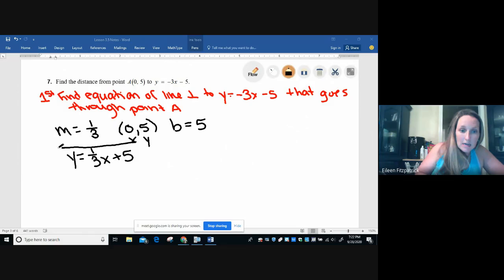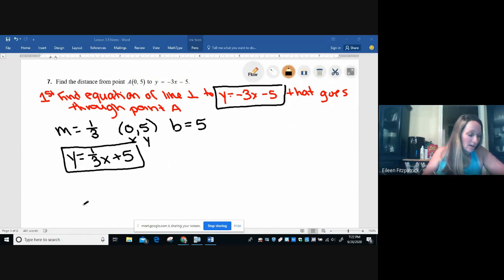So now I have this line and I have this line, and they're perpendicular to each other, and they go through that point A, okay? So the next thing you're going to do is find the point where those two lines intersect, because in order to find the distance between two things, I need to have 2 points. I have 1 point, but I need the other point, which is the point of intersection. So the second thing, find the point of intersection.